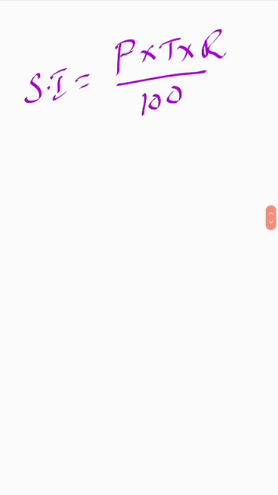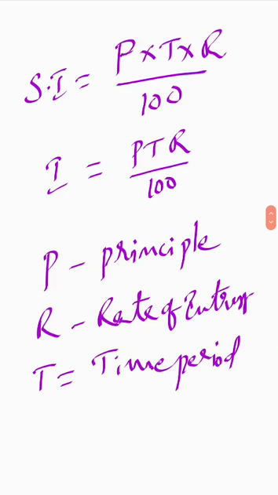There is a formula for finding simple interest. So the simple interest is equal to P into T into R by 100. Otherwise we can simply write I is equal to PTR by 100. PTR, these are variables, where P is principal, R is rate of interest, and T is time period.